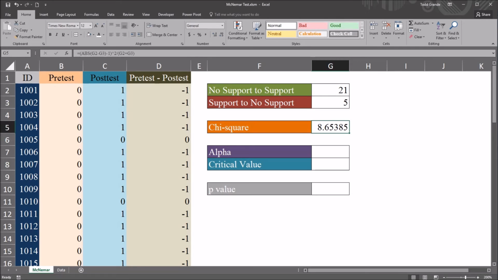Hit enter. We can see the value is 8.65. Next, I'm going to enter the alpha. For the social sciences, oftentimes the alpha value is set to 0.05 or 5%. So I'm going to use that in this case. That's 0.05. Next, I want to calculate the critical value so I can compare the test statistic to the critical value. This is going to be equal sign CHISQ.INV.RT. This returns the inverse of the right-tailed probability of the chi-square distribution. The probability, in this case alpha, 0.05. And for the degrees of freedom, just 1 degree of freedom here. The critical value is 3.84.